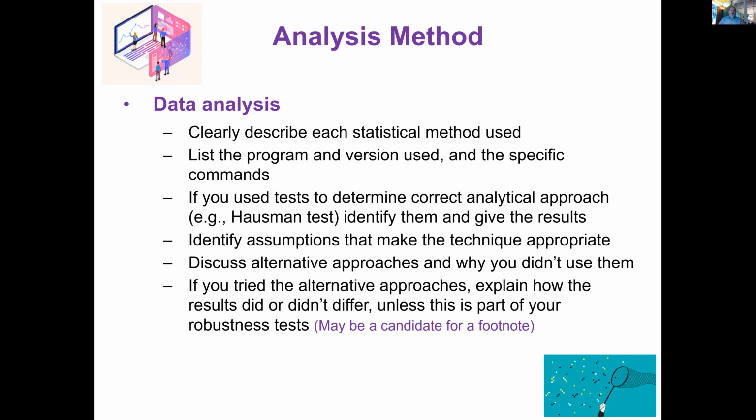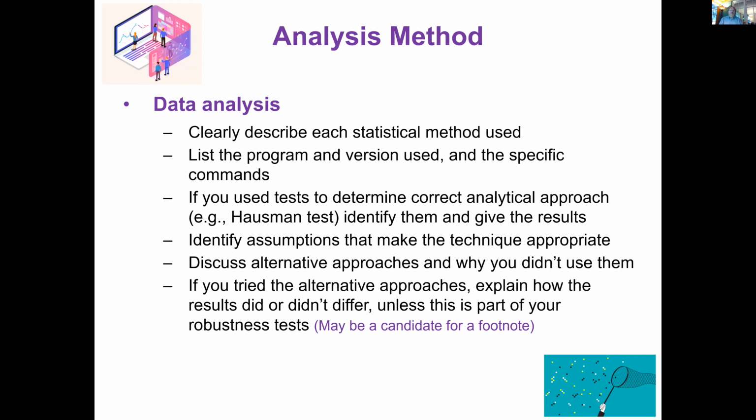So the final part of the methods section is the analysis, the data analysis. So in this section, you're describing how you went about analyzing your data. So first, you want to clearly describe each statistical method used. As part of this, and this is something a lot of authors don't do, and everybody really should do, you want to describe both the program you used, the version of the program you used, and any specific commands that you use to run the different analytical tools.